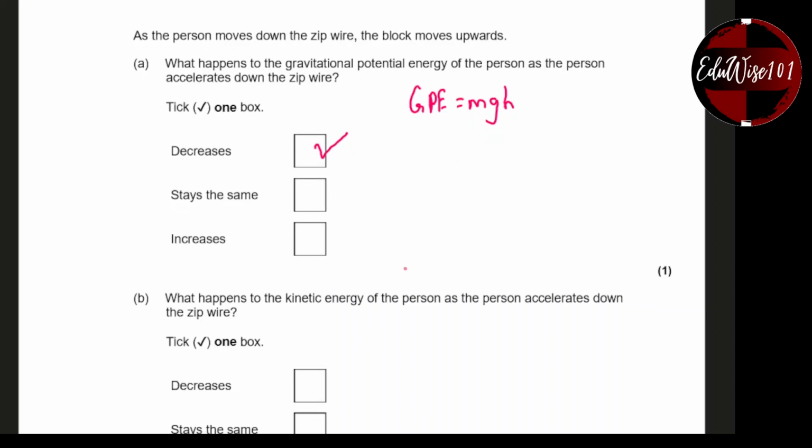What happens to the kinetic energy of the person as the person accelerates down the zip wire? Now, the kinetic energy is caused because of movement. And because they're accelerating, that means that they're speeding up. So that means kinetic energy is increasing.